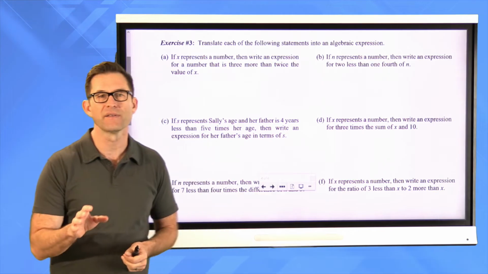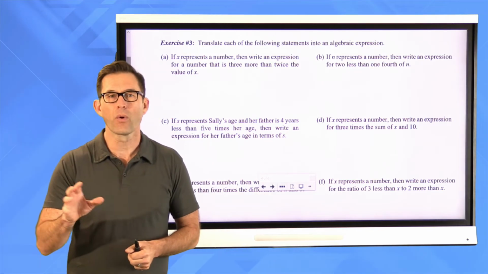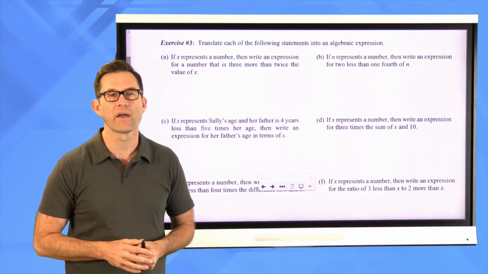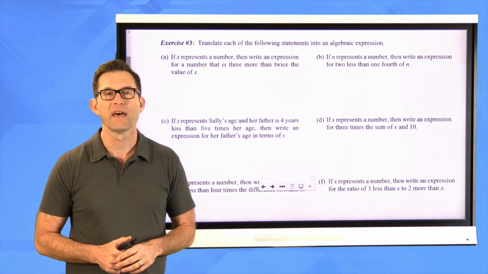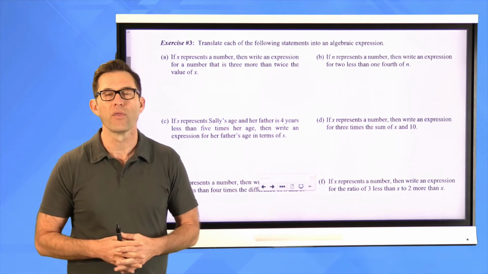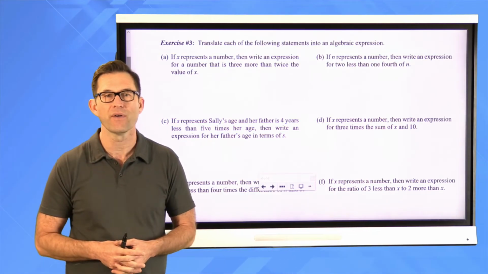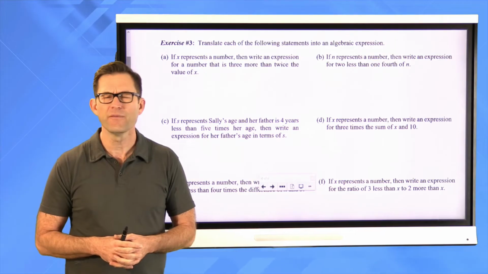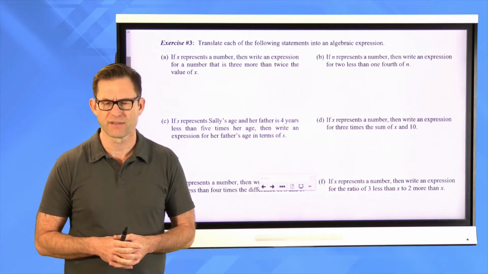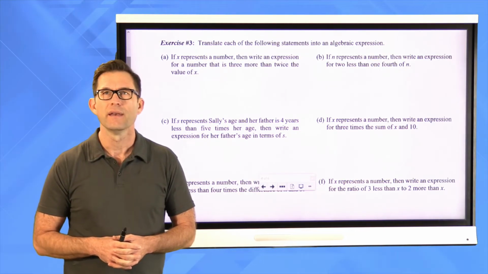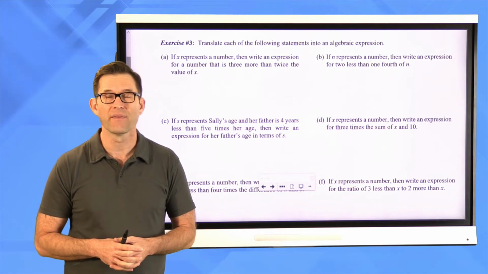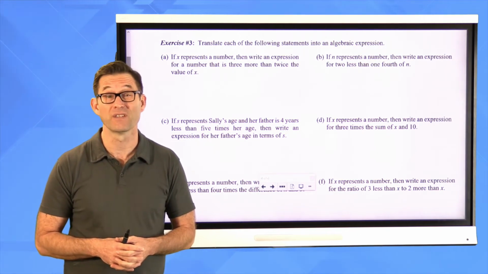All right, let's think about this together. So 3 more than twice the value of x. If I gave you a value of x, like 5, and I said find a number that is 3 more than twice that value, 3 more than twice the value of 5, you'd probably say, well, I need to figure out what twice the value of 5 is. That's 2 times 5, that's 10. Now I need to do something that's 3 more than that. That's 10 plus 3, that's 13.